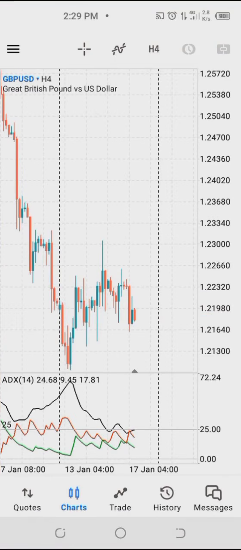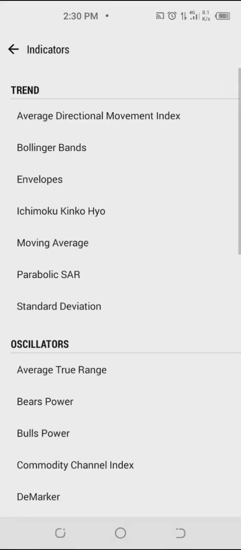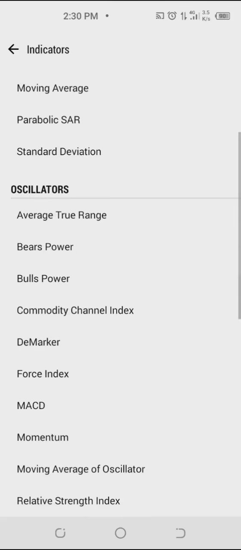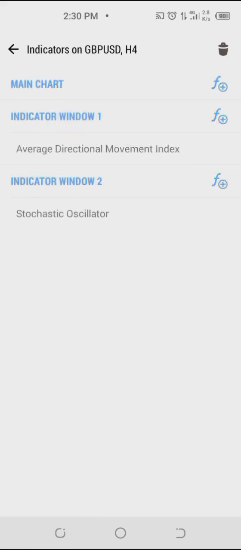Now I'm going to move over to adding the second indicator. The next indicator I'm going to be working with is what we call the stochastic oscillator. I'm going to be working with a period of 14, okay, 14. And I'm going to have levels 0, 20, 50, 80, and 100. Once you have that, you can save it on the chart.